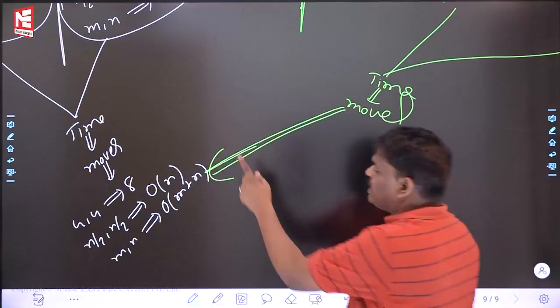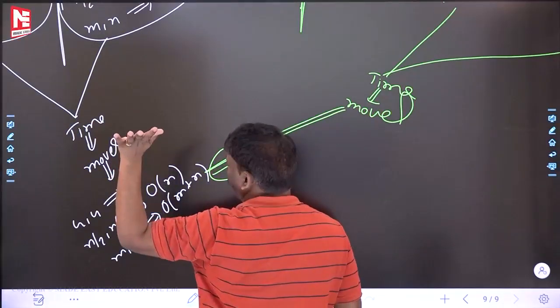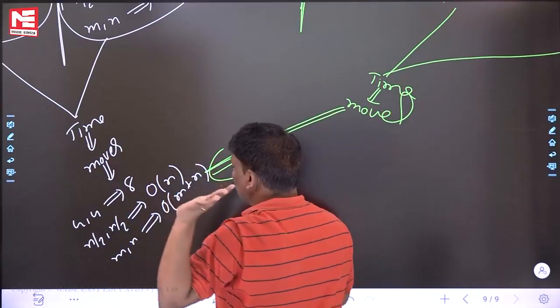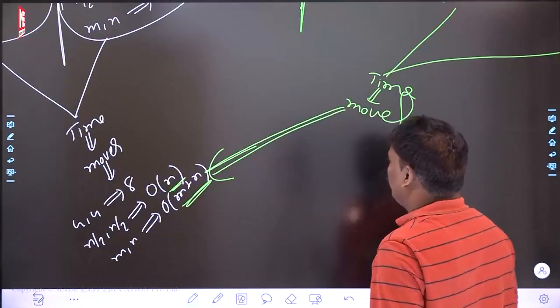Time complexity of merge algorithm. Moves only, because moves are always bigger. Okay, why? How many moves will be there? From A to B, everything should be shifted. So m plus n or n. Right? Please be careful.